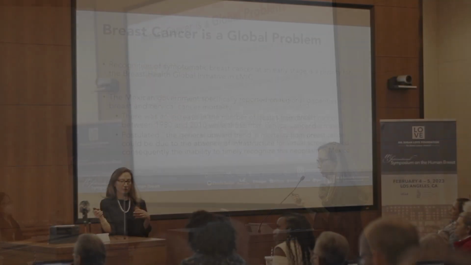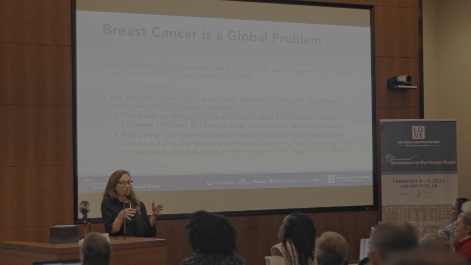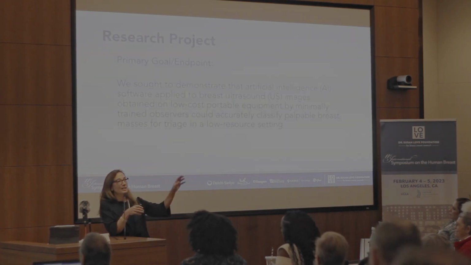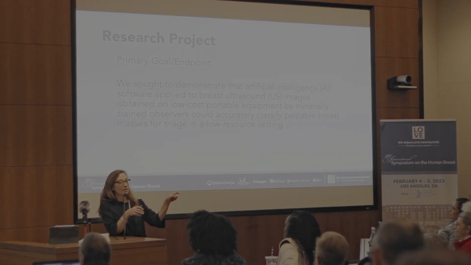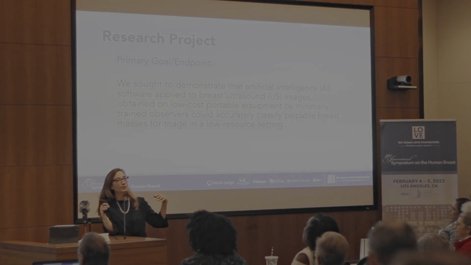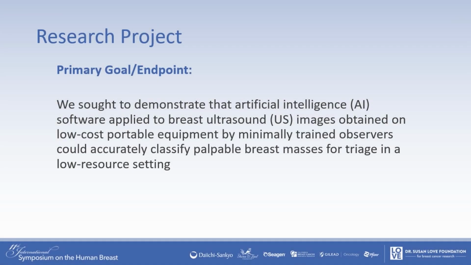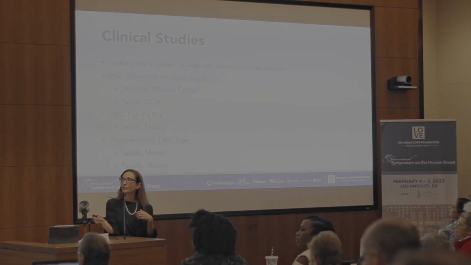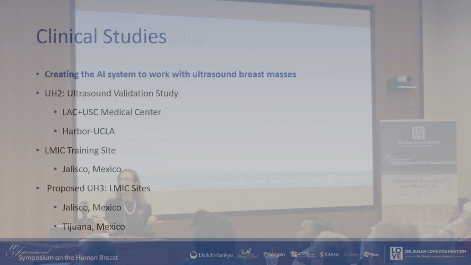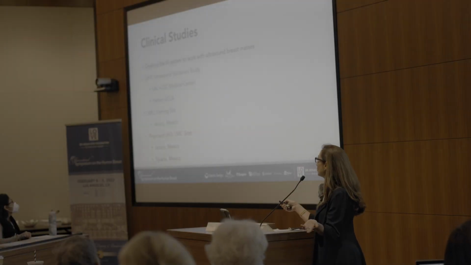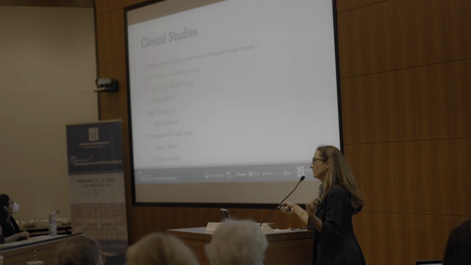So this project is taking a low-cost portable ultrasound machine, using a minimally trained person to take it to Mexico, take images of a palpable lump in women in Mexico, and use artificial intelligence to figure out if the mass is benign or malignant. There are 4 parts to the study. The first is to create an AI that works. Then the ultrasound validation, which is where we at USC came in. Then we took it to a training site, and then finally we tried it on several hundred people in Mexico.